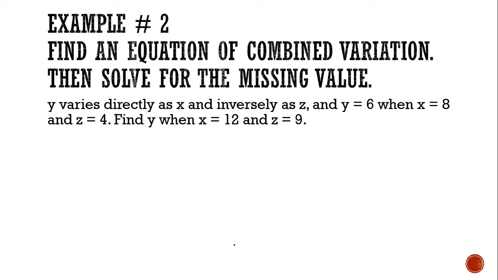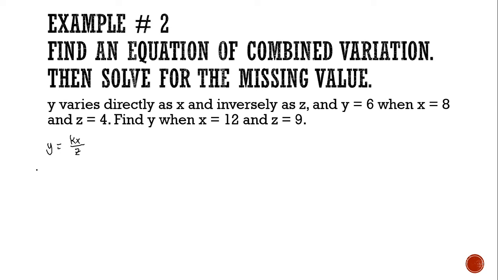Okay, so we have to solve this one. So y varies directly as x and inversely as z. And y is equal to 6 when x is equal to 8 and z is equal to 4. Find y when x is equal to 12 and z is equal to 9. So what we're going to do again is get the formula first. So that will be y is equal to kx over z, and then substitute the known values.